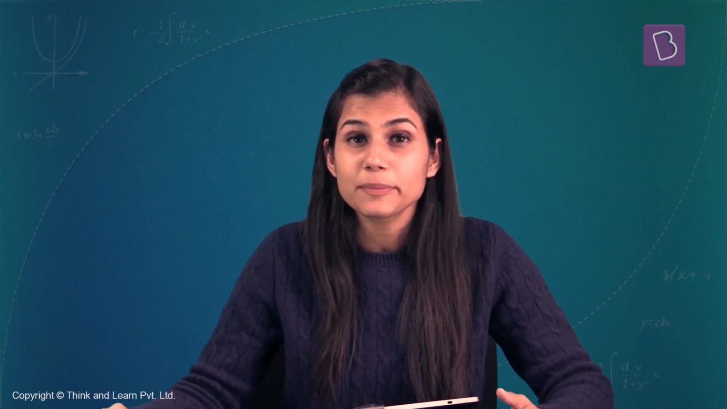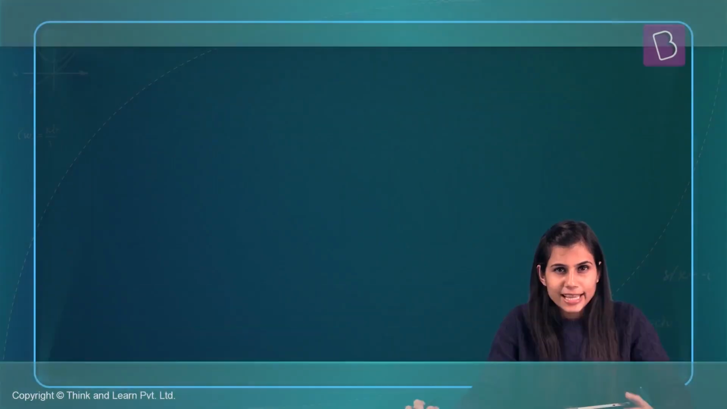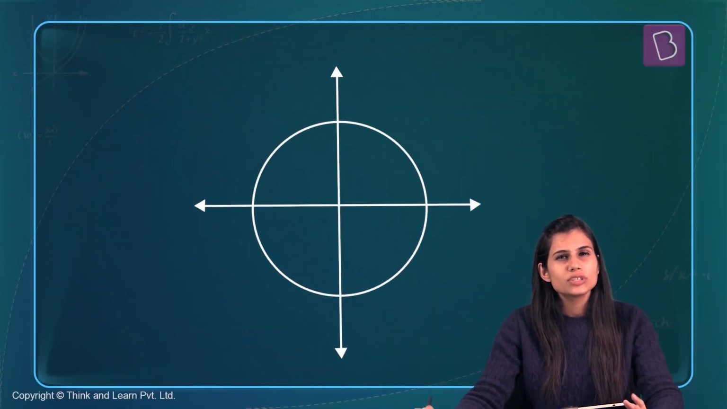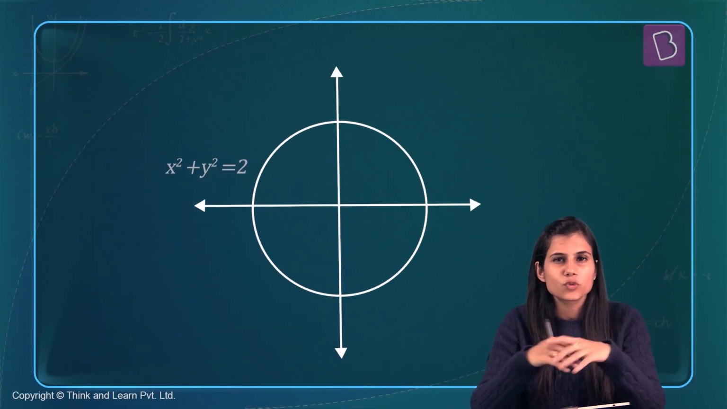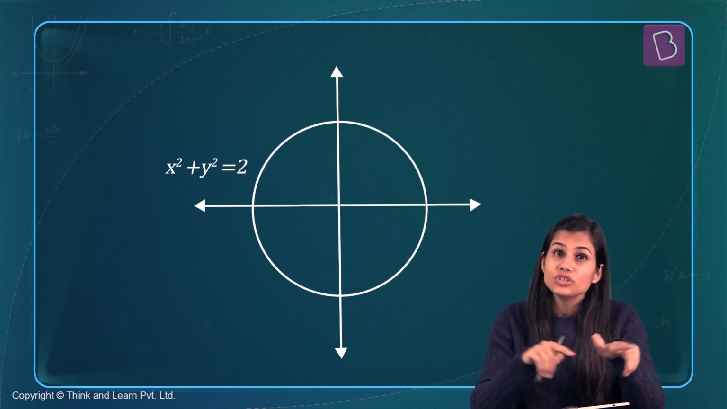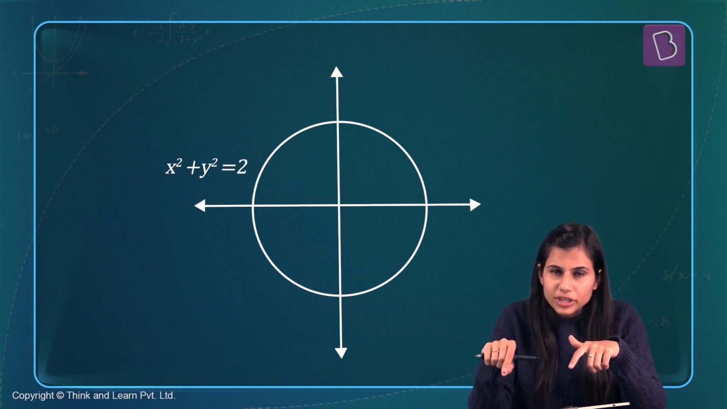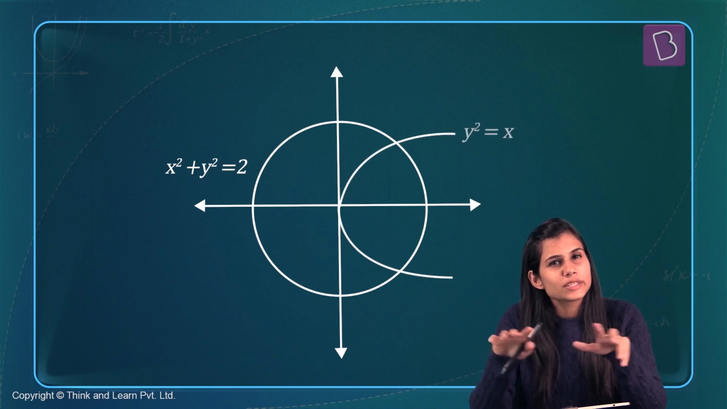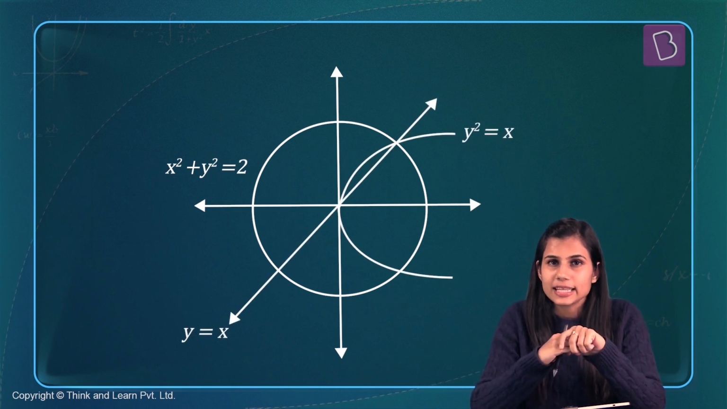Okay, so this question coming from area under curves is asking you to find the area which is enclosed within the circle x square plus y square equals 2, which is not common to the region which is bounded by the parabola y square equals x and the straight line y equals x.